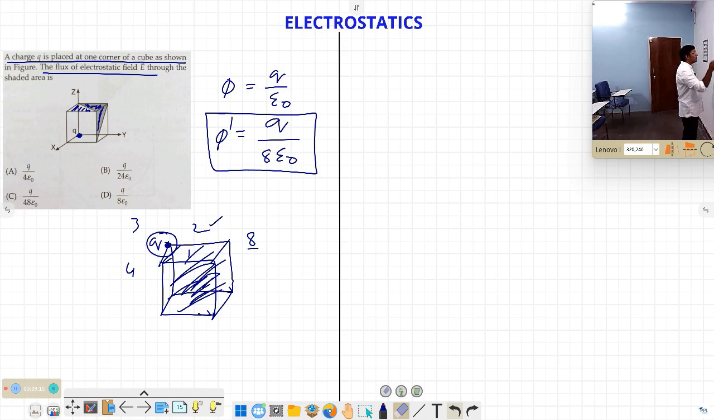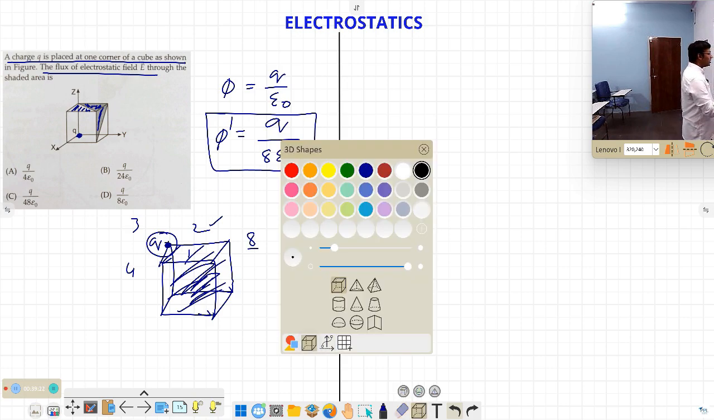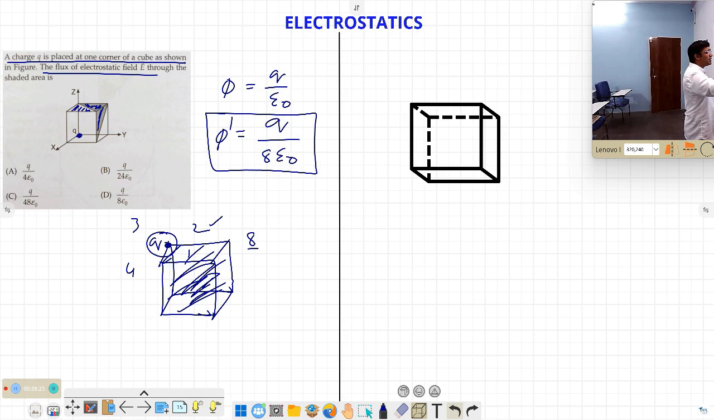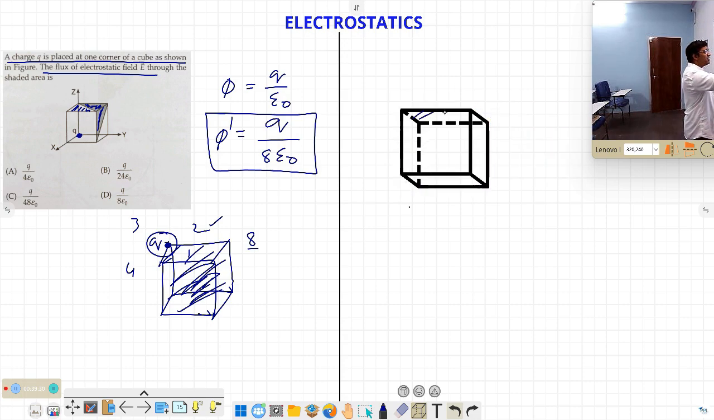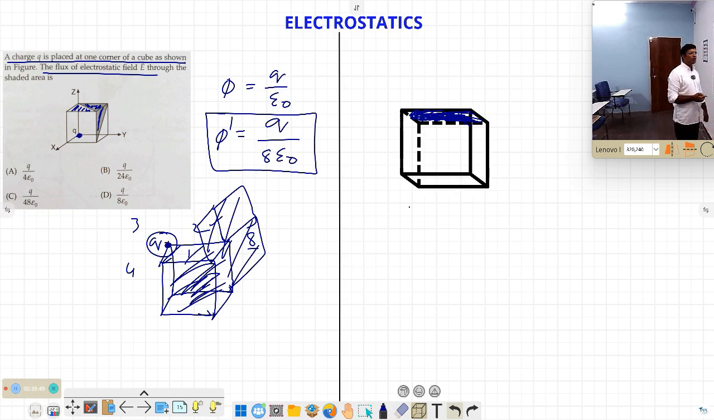But they're asking only for the shaded part. Which side is the shade coming on? According to the diagram, the shaded part is only on one side, either the upward or downward direction. Only this part they're asking about. According to the concept, the total for the cube is q by 8 epsilon naught.